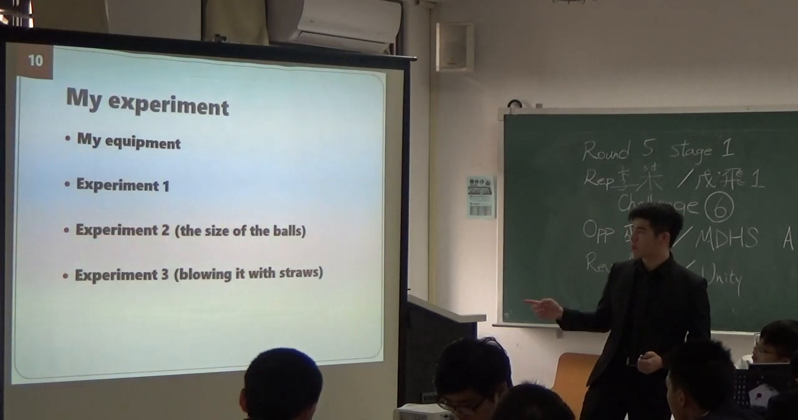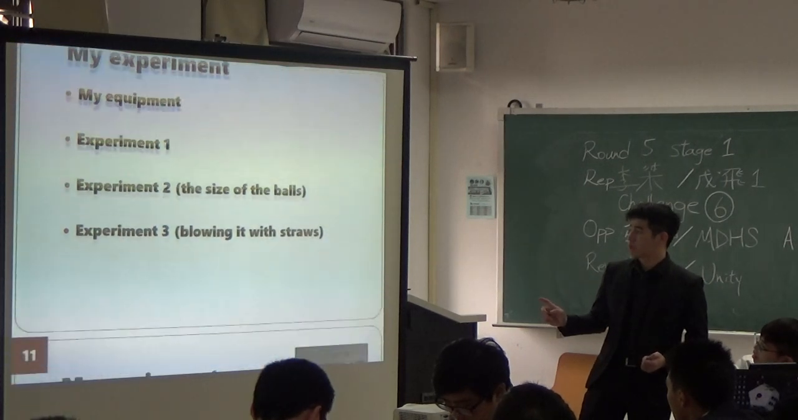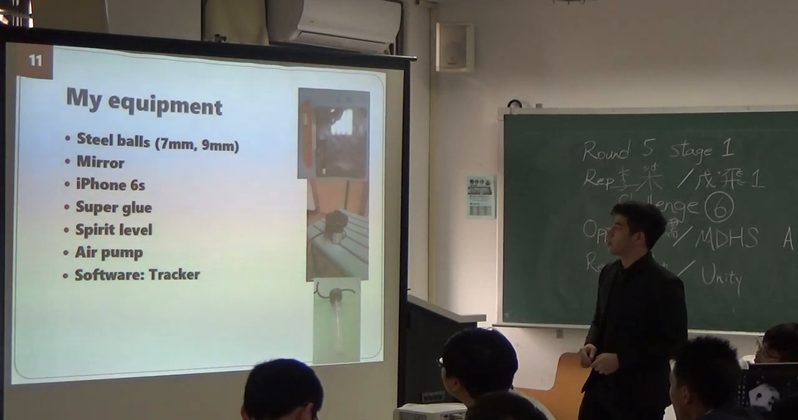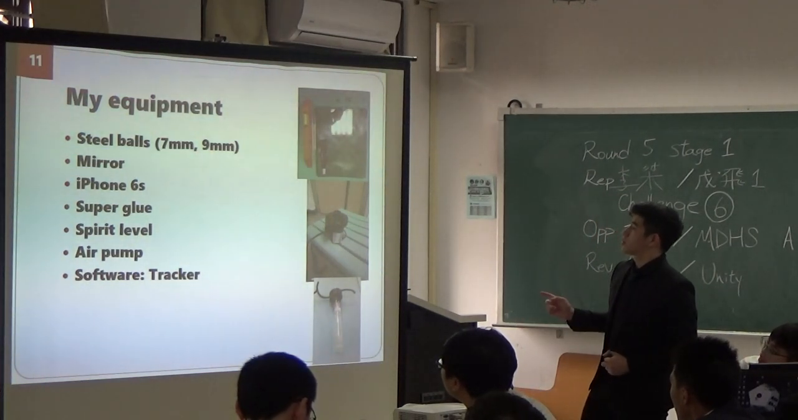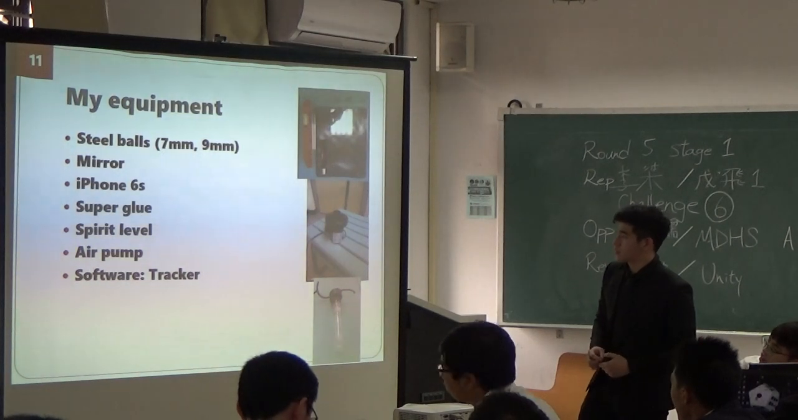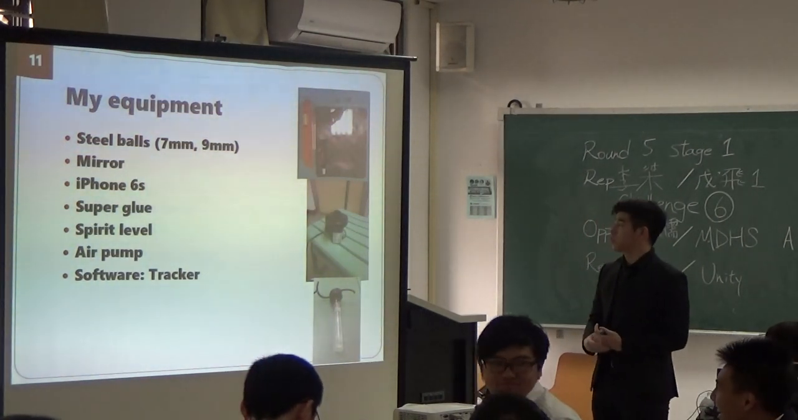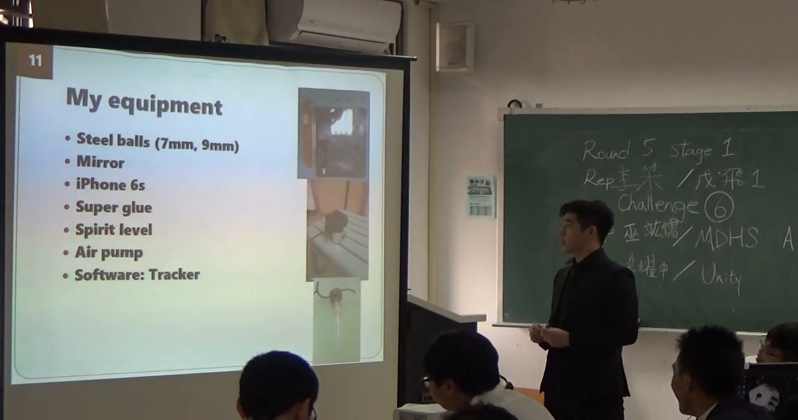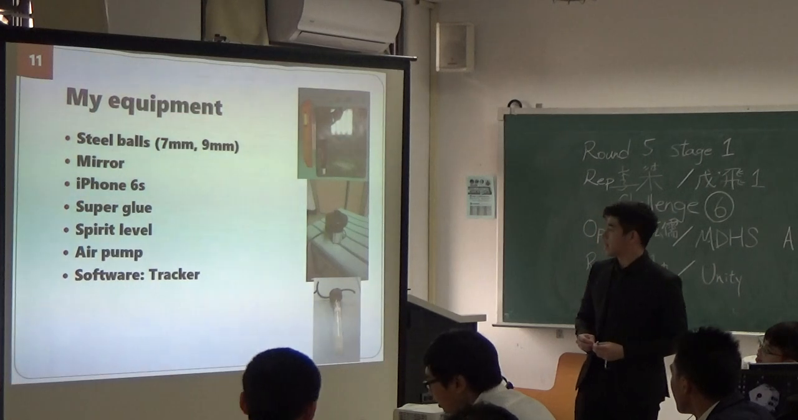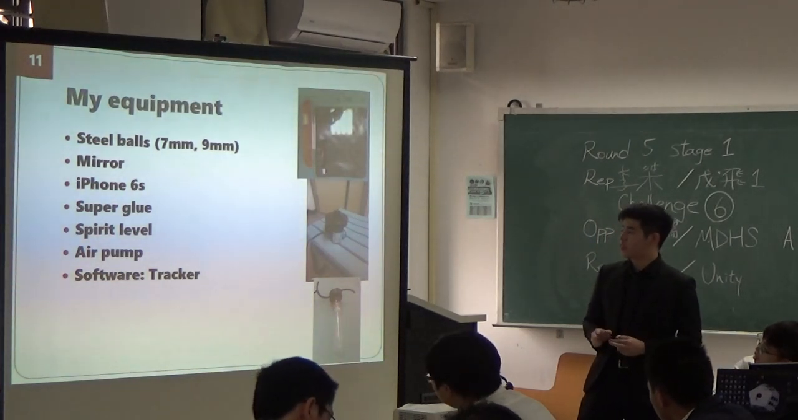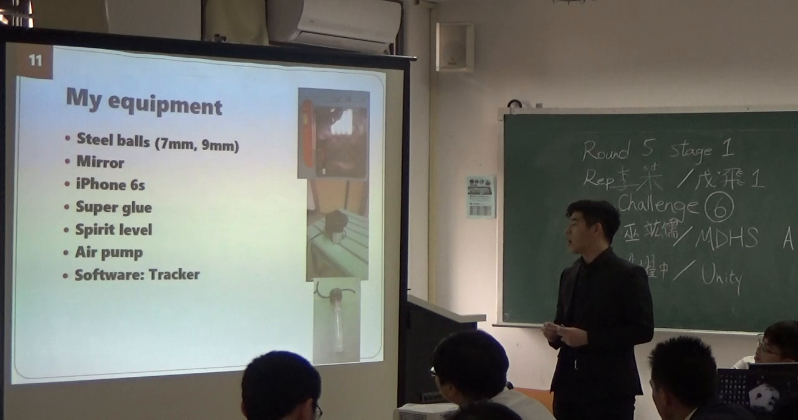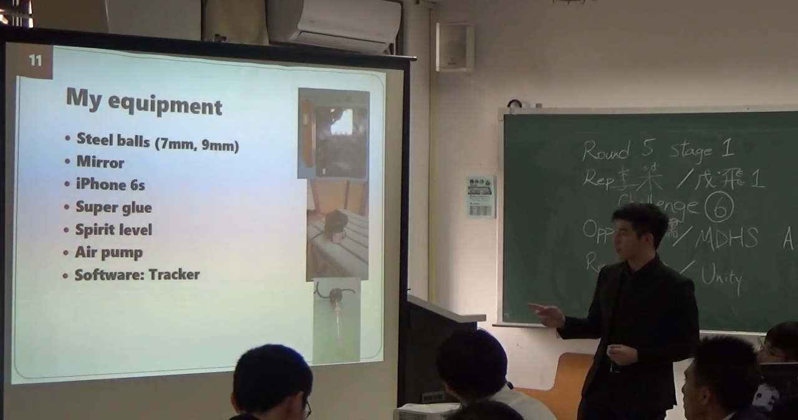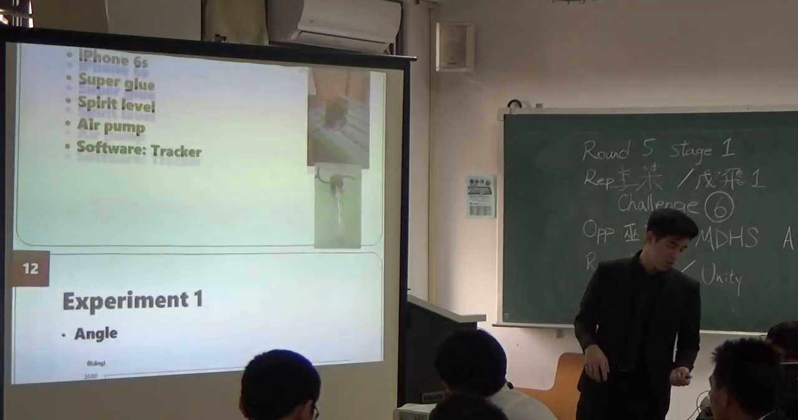I'll first talk about my equipment, then my experiments 1, 2, 3. So this is my equipment. Steel balls of 7mm and 9mm, and the mirror, which is my surface, and I use an iPhone 6 Plus to record my experiment, and I use super glue to join the two balls together, and the spirit level makes sure my surface is completely horizontal. Then I'll use Tracker, the software, to analyze my video.